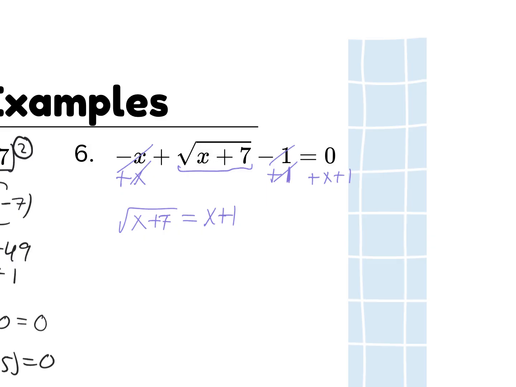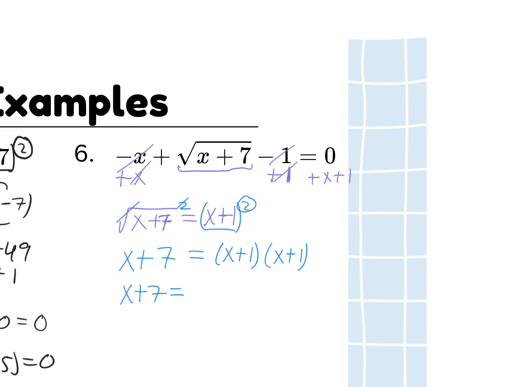Now that I have the radical by itself, I can go ahead and square both sides. But keep in mind, just like before, squaring this right-hand side, x plus 1 squared, is not going to be as simple as the left-hand side where the square root and the square cancel out. So this is going to be an x plus 7. On the right-hand side, I have x plus 1 squared, which is the same as x plus 1 times x plus 1. So I get x plus 7 equals, and you would FOIL this, when you simplify it, x squared plus 2x plus 1.